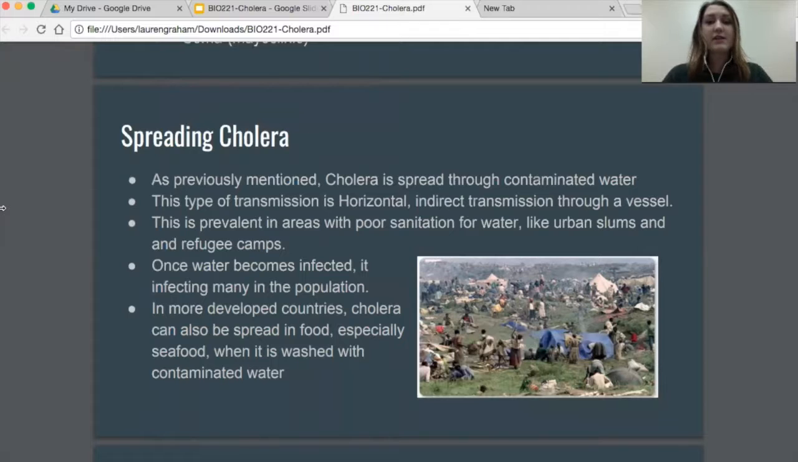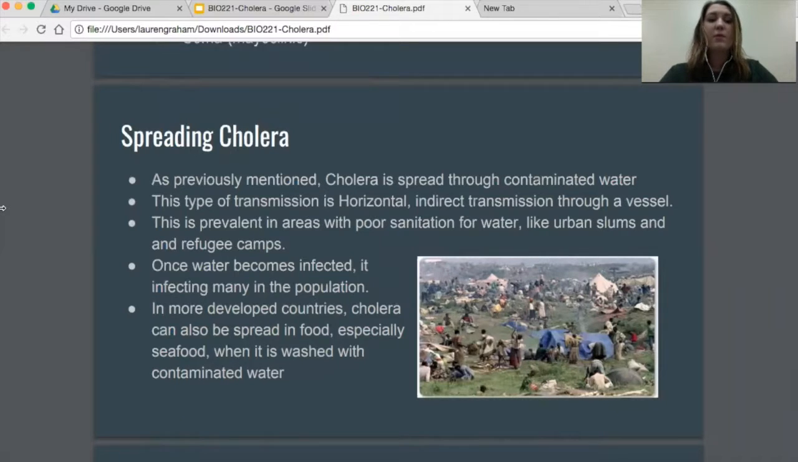So we've already discussed a little bit about how cholera is spread through contaminated water. This kind of transmission is called horizontal transmission, meaning that it doesn't pass from parent to offspring, it passes from person to person. It's also indirect, meaning that you can't get it just by being in contact with someone. It is spread through a vessel, which in this case is water.